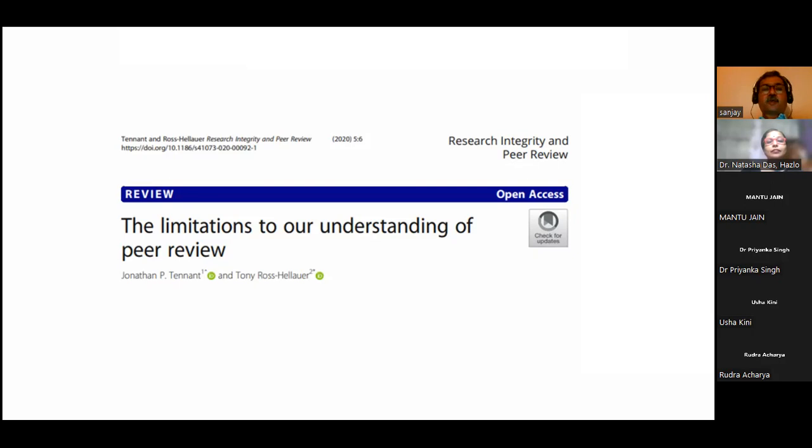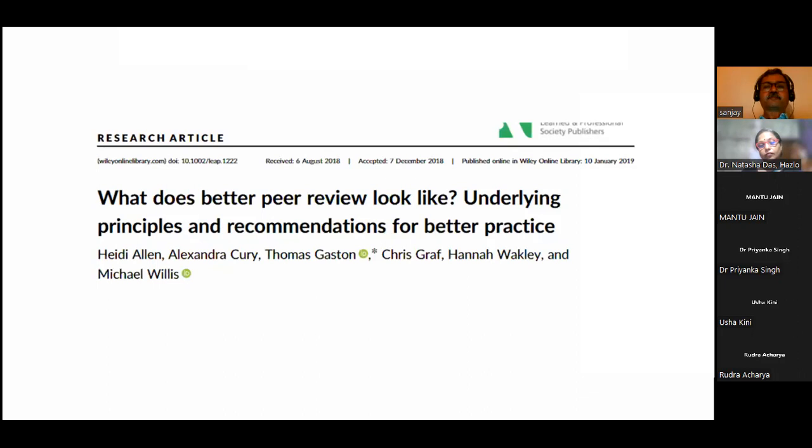And I noted this morning with great pleasure that my good friend Dr. Piyush Sahni, who is editor of the National Medical Journal of India, is on the editorial board of this journal. And here's an editorial from 2020, where they talk about the limitations to our understanding of peer review. So clearly, although peer review has been around for 350 years, we still have limitations to its understanding.